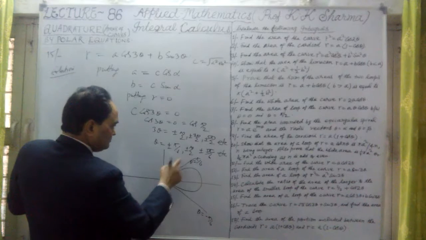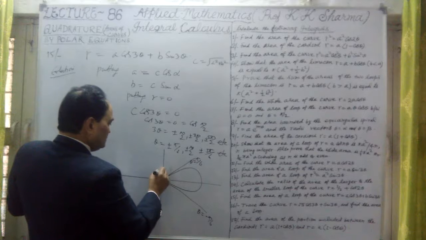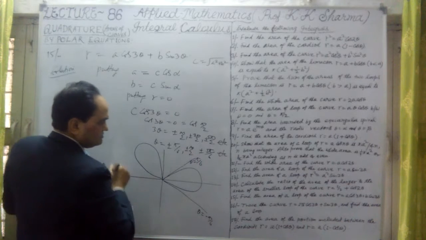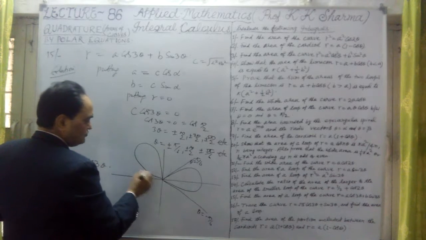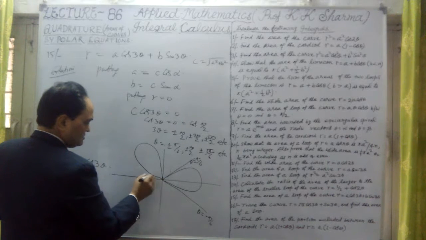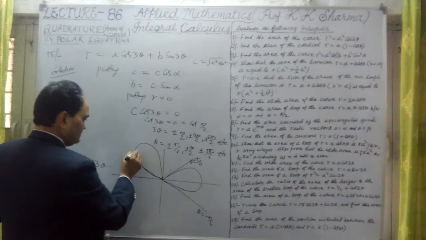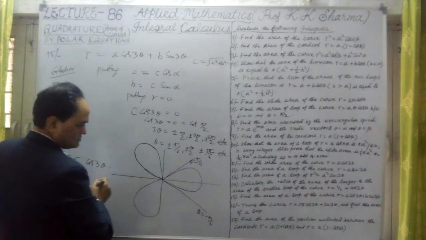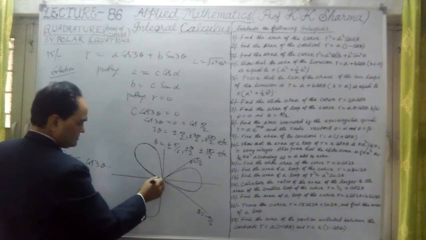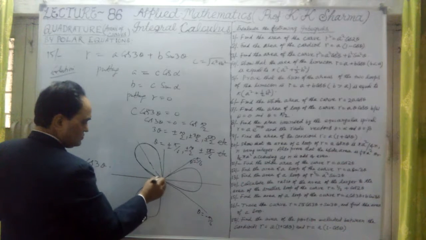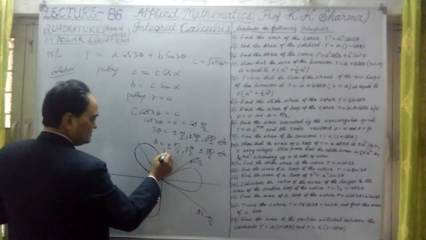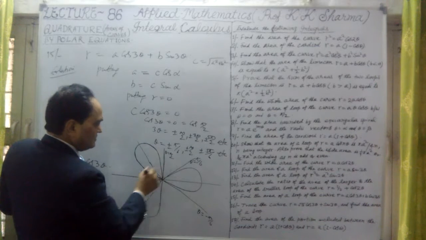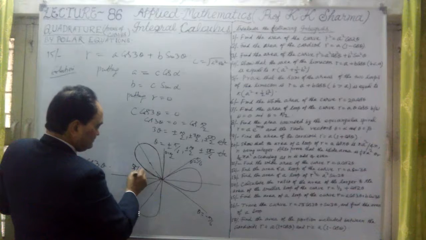Okay, now after that pi by 2. So from pi by 2 another loop will start up to 5 pi by 6. Okay, pi by 2 to 5 pi by 6. And then another loop is here. So there are 3 loops here only. And this is the tangent line at theta equal to pi by 2. And then 5 pi by 6 here.